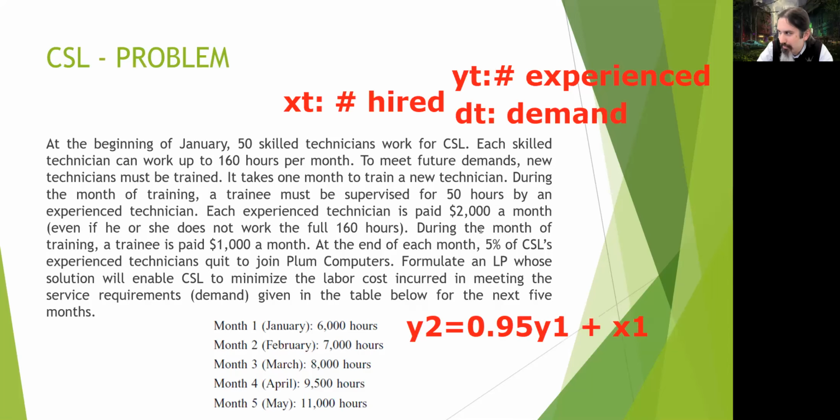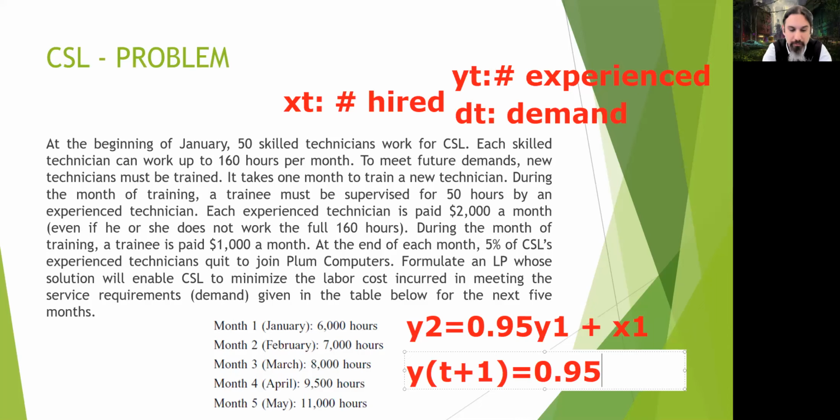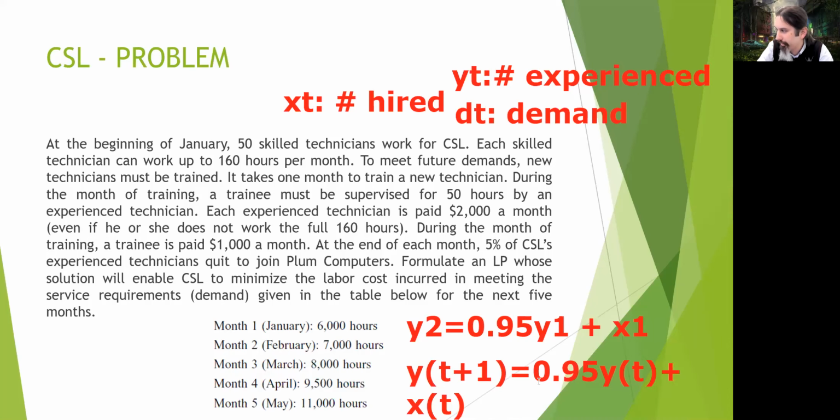Why? Because we are losing 5% of our experienced technicians at the end of the first month, so they are gone. But we are getting new technicians, so they are coming in. So Y2 is equal to this one. Instead of writing this, of course, we are going to use YT plus 1 is equal to 0.95 YT plus XT. Now, this is the general version for all T's, okay? For T equal to 1 or T equal to 2, etc. This is just a general version for all periods or months, whatever.